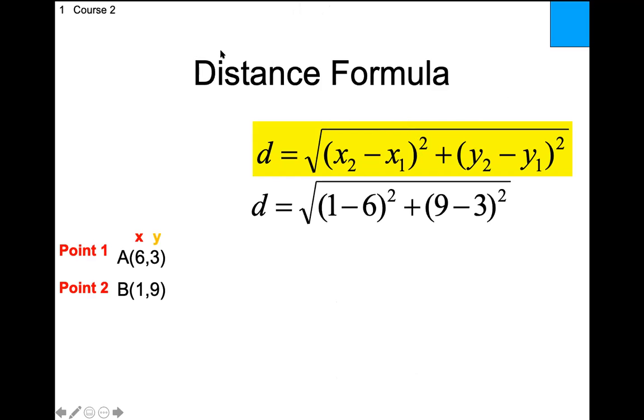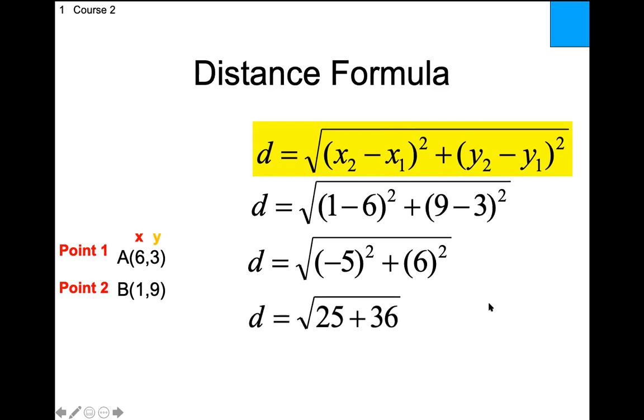There is the setup. Notice once again, I like this pattern, 1 minus 6, 9 minus 3. You will get a negative on the inside for the first one, but when you square it, that makes it positive. 1 minus 6 is negative 5. 9 minus 3 is 6. And you can see no matter whether it's positive or negative on the inside, when you square it, you do in fact get a positive number.